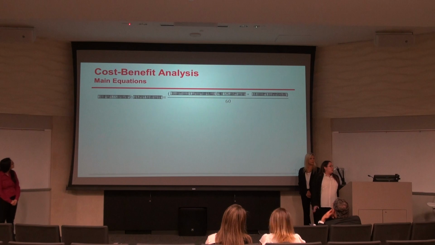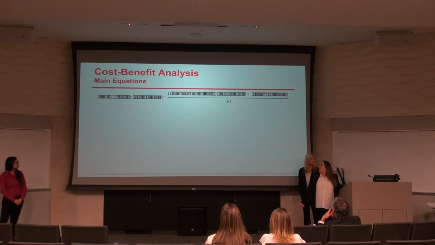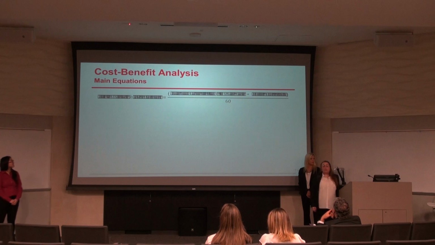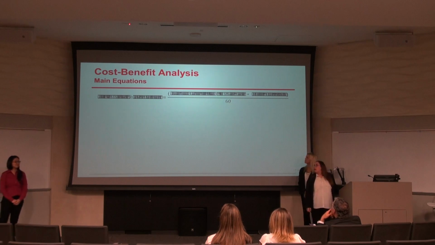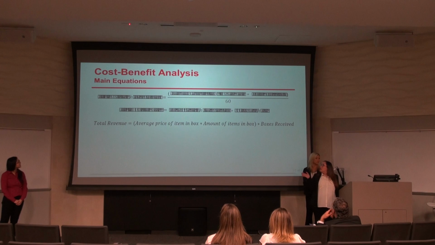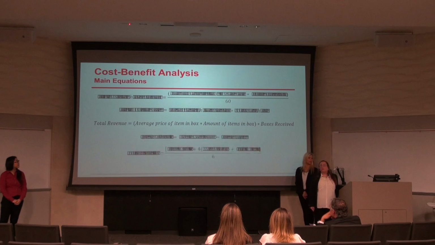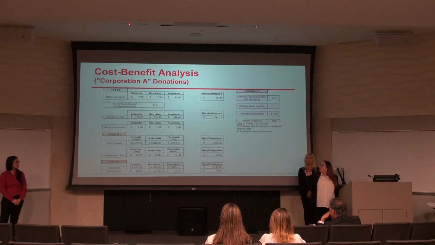So, we're having a little bit of technical problems here, but the first equation that we used calculated the total worker hours needed for processing a donation. Then we calculated the total cost, the total revenue, and then finally we calculated the profit. And we used a beta distribution just to get a better fit for our model.